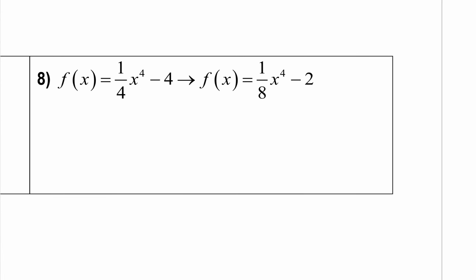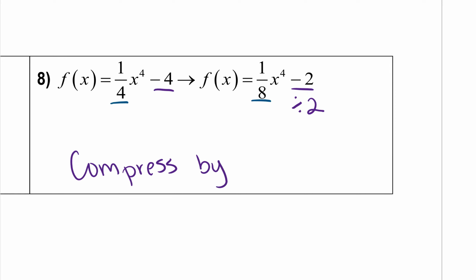So last one. I go from 1/4 to 1/8. Again, you're like, fractions, no thanks, next. All right, cool. -4 to -2. I divided by, because I'm getting smaller, 4 to 2, I divided by 2. Therefore, I compressed by 2. That's exactly how it's going to be on the homework. That's how it's going to be on the quiz and on the test. And if you have to take the final exam, the semester exam, it'll be like that on there too.